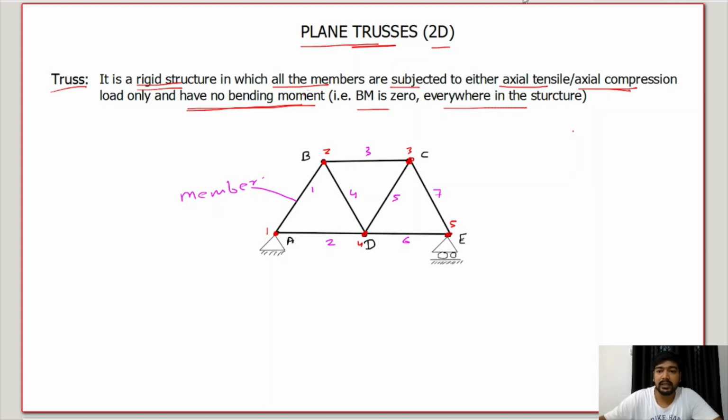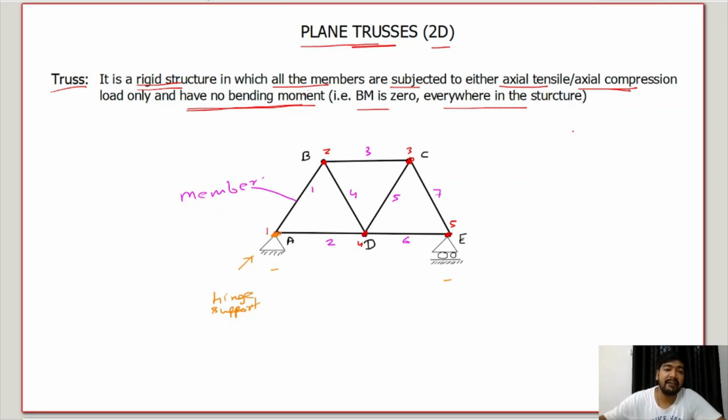Let's see what other things are there. In this, there are 2 supports. One is at A, one is at E. The support which is at A is called knife support. But knife support gives only the vertical reaction, but this is having the joint. So this knife is called hinge support.